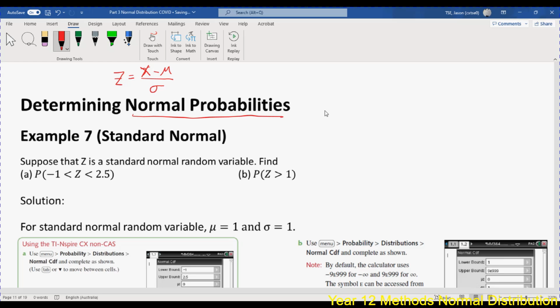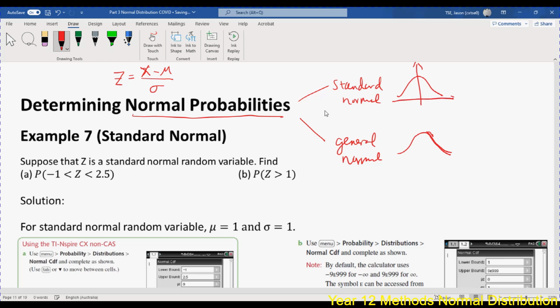How can we find the normal probabilities? First of all, some very quick reminders. For normal probabilities, you can consider the standard normal or the general normal. They both use a bell shape, we know that. Sorry for the drawing. For the standard normal, the mean must be 0 and also the standard deviation must be 1.